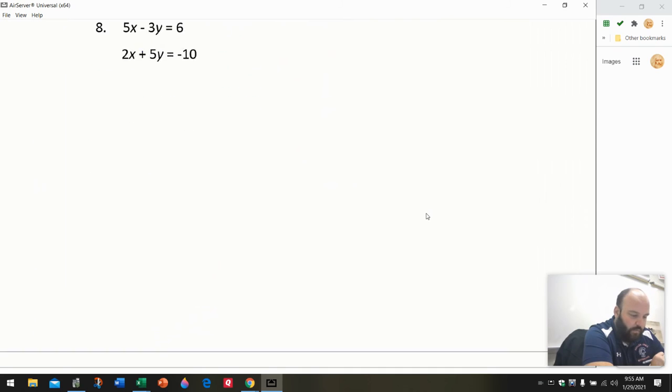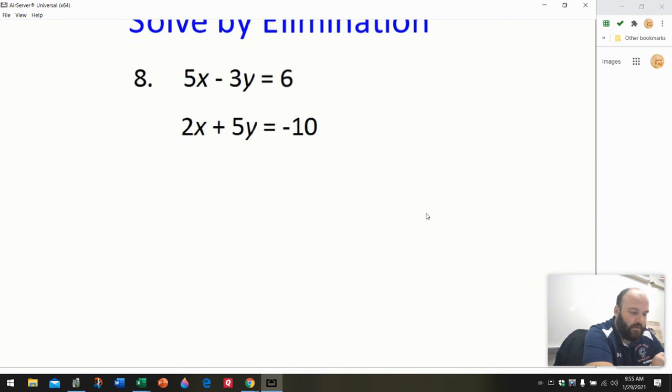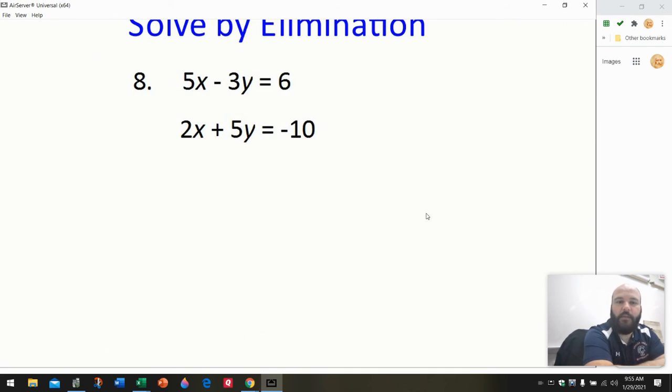Now, I'm going to show you one more of these. It's going to be very similar to the last one. You're going to see there's a system, and neither one of the x or the y variables are the same right now. So we need to figure out what is the least common multiple of either the x's or the y's. So if I'm looking at the x's, the least common multiple of 2 and 5 is 10. The least common multiple of 3 and 5 is going to be 15.